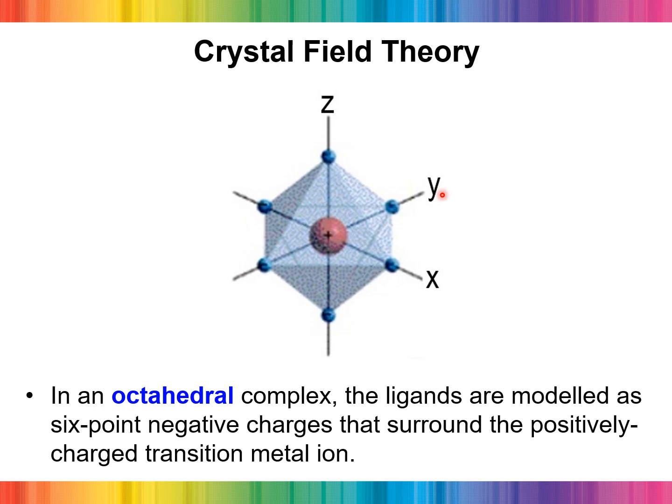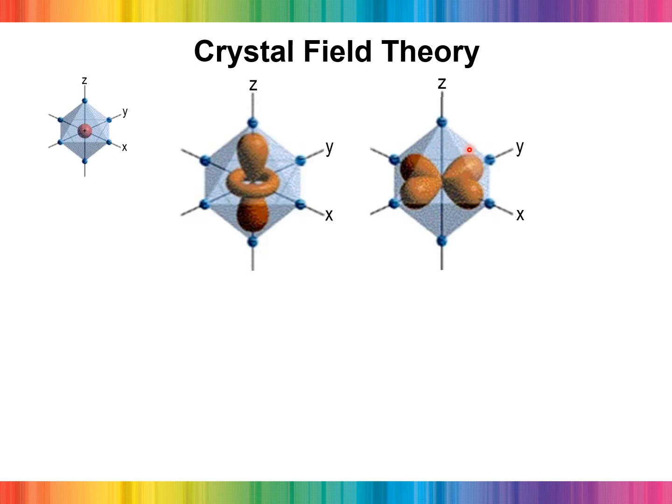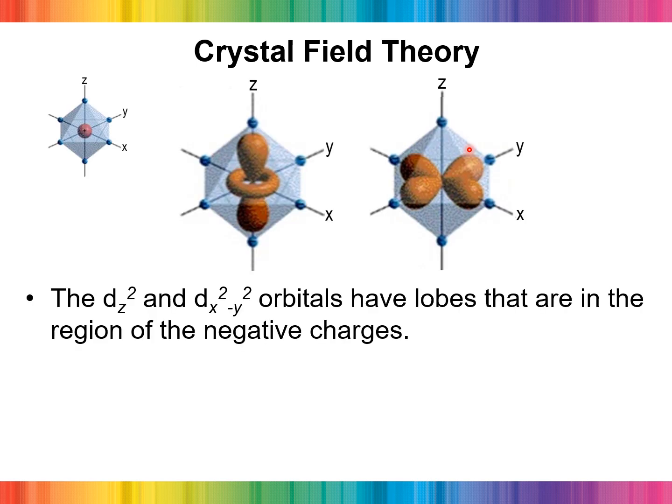Alright, so your z-axis passes through vertically like this. X will be here through two ligands, with the metal ion in the middle, and then Y will be like that. Right, then they are all 90 degrees to each other. Now let's take a look at two particular d orbitals, which is your dz square, this one, and dx square minus y square, which is this one.